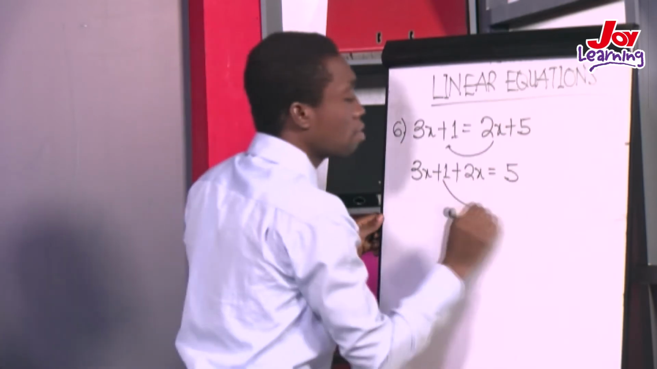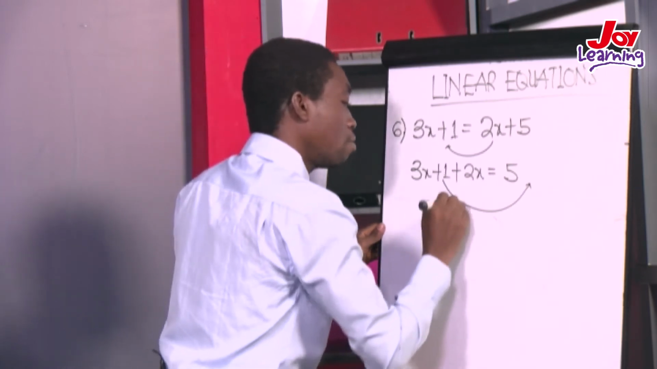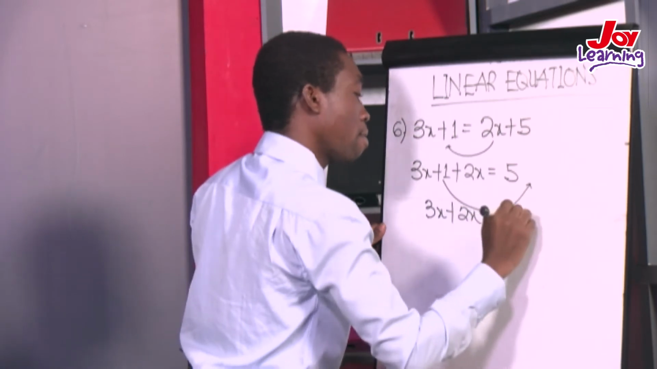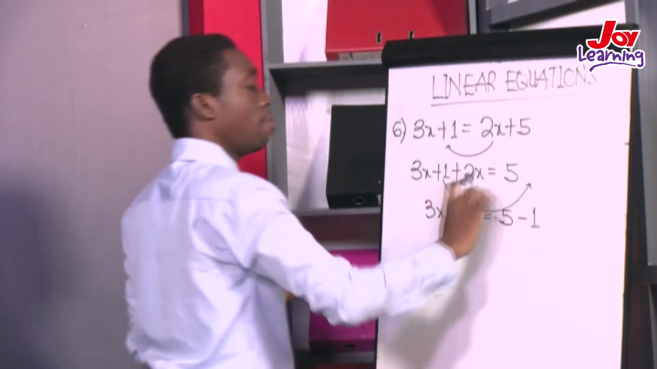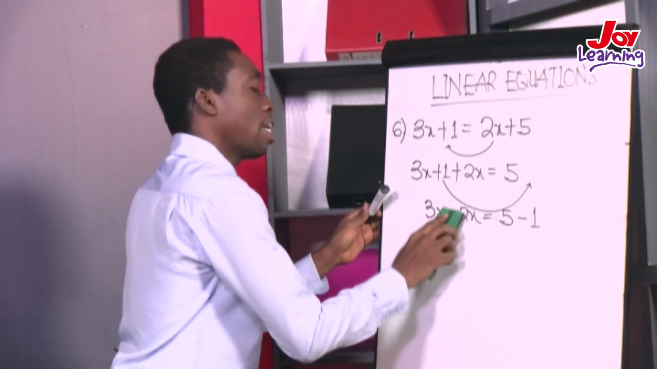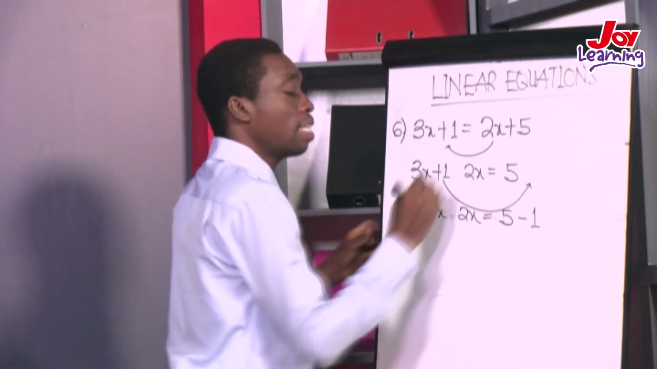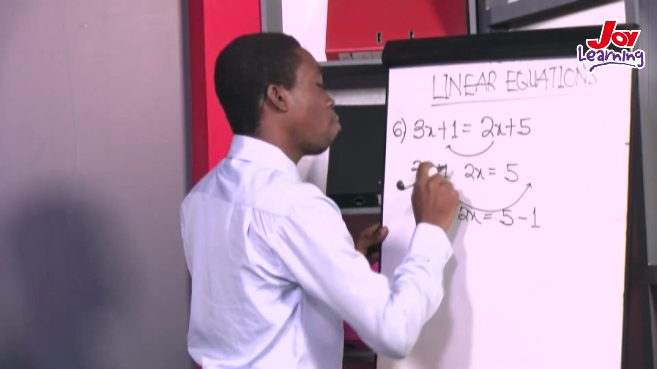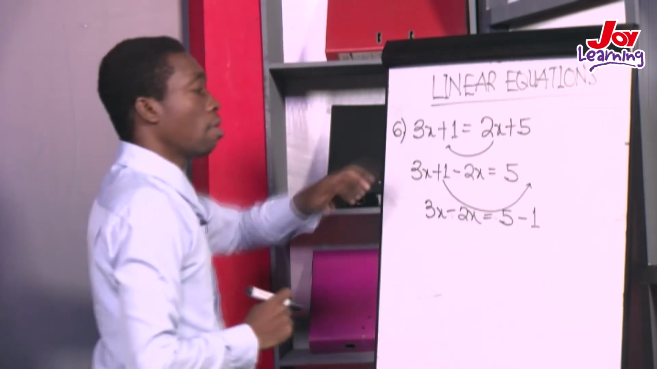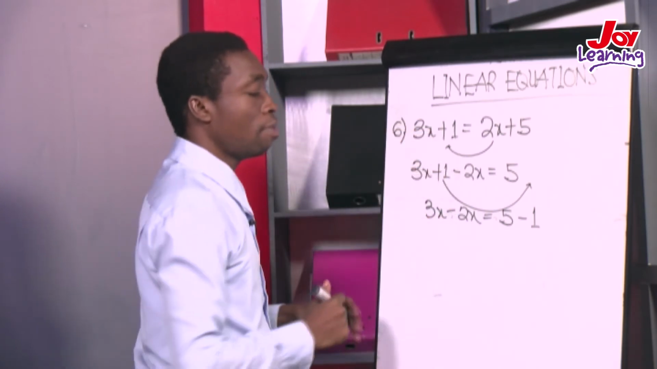Then I bring the 1 also to the side. We have 3x plus 2x, because the 1 is no more there, equal to 5 minus 1. Sorry, at this point, the 2x was positive, so once it crosses the equal to sign, it becomes negative. So we have 3x plus 1 minus 2x, and then minus 2x over here. The 2x has crossed and become negative, and the same thing over here.